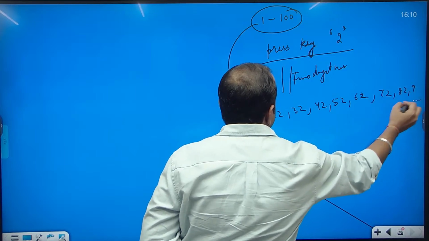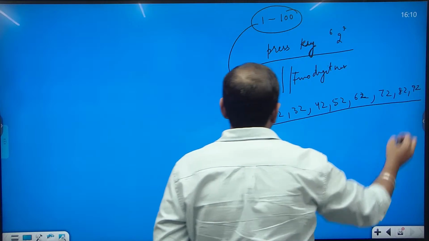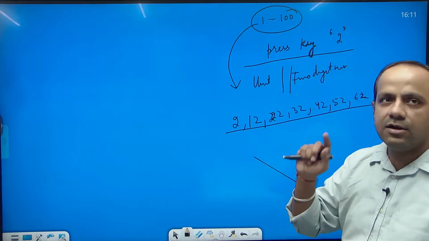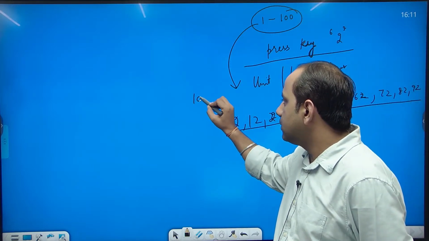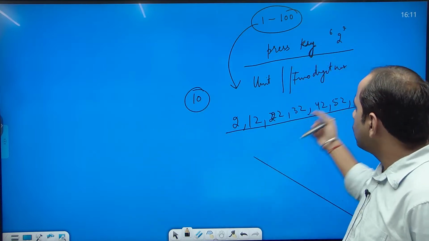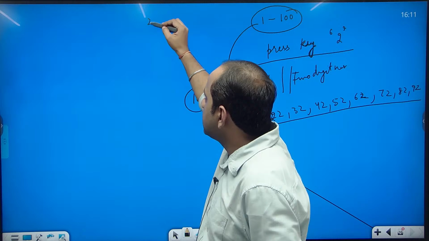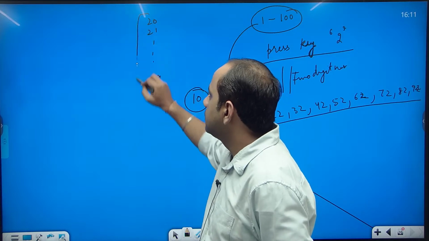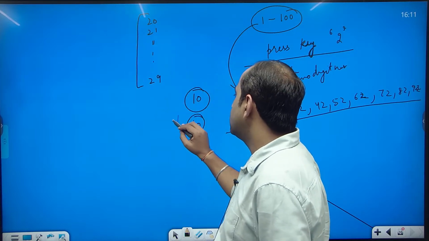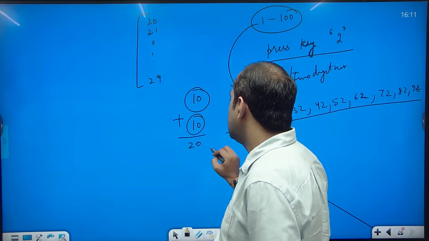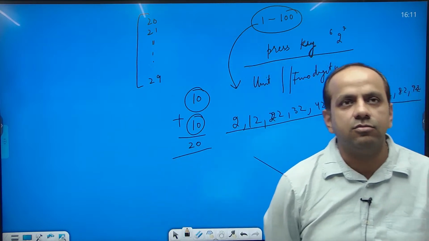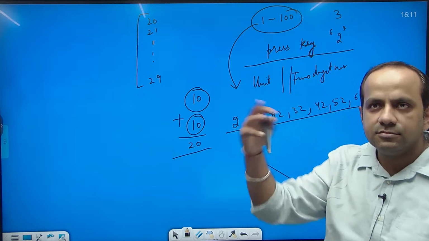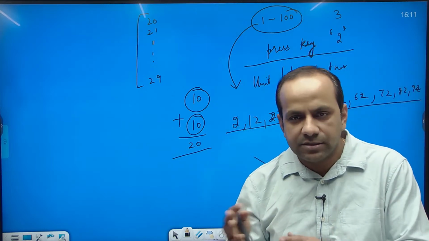Is it okay? So 2 can be at unit place in how many possible ways? There are 10 ways of typing 2 at unit place. Same way for tens place, it will start from 20, 21, so on up to 29. 10 cases are there in which 2 is at tens place. So in total, 20 times I have to press the key 2. And this is not only about 2. If I say how many times I have to press 3, again 20 times.